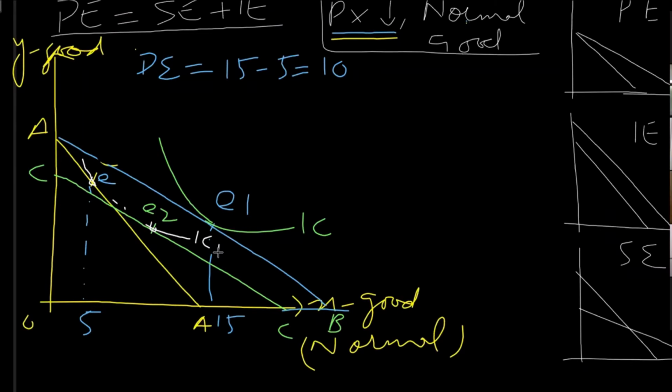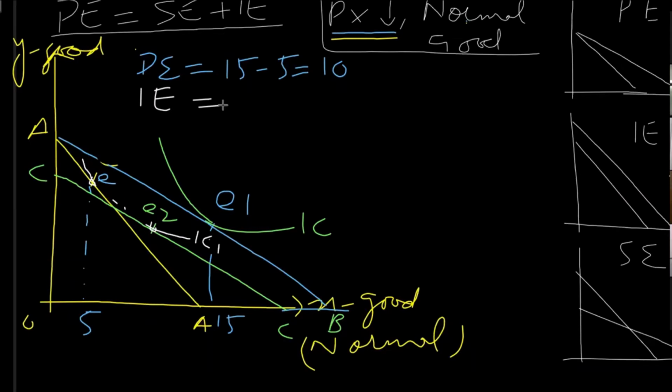And we know that when lines are pivotal, they show price effect, and we have calculated it. When lines are parallel to each other, they show income effect. And in this graph, we can find out the income effect by finding two parallel lines. One line is AB, and the other line is CC.